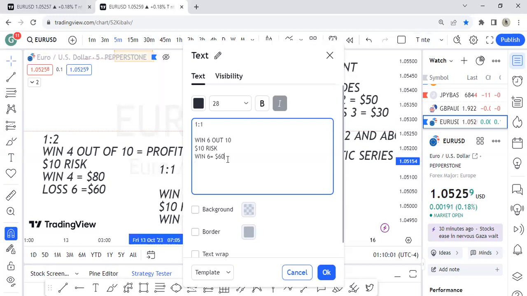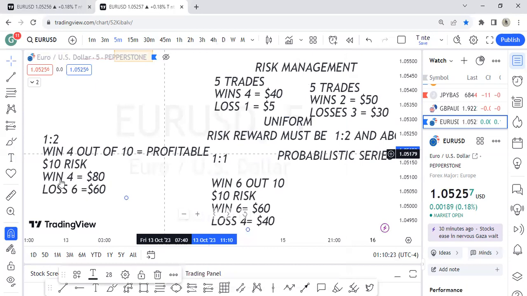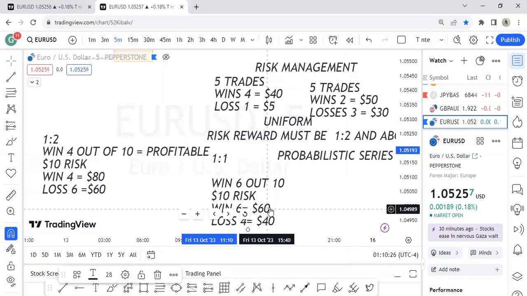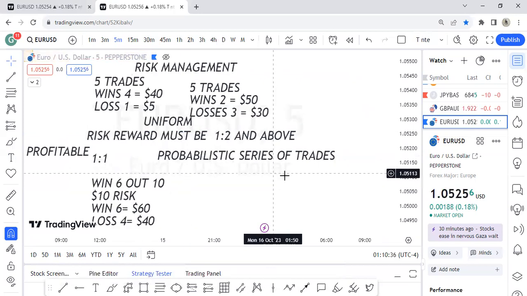So now, say if you lose four, I see that you have lost $40. So you see that if it's 1:1, it requires you to have a very high win rate. You have to win 60% of your trades. So you have to backtest and know how good your strategy is and know which one you want to go for. If you're using 1:1, you have to win at least 6 out of 10, which is really a lot. And if you ask me, I prefer using 1:2 or 1:3, because I don't have to win this much. Because winning 6 trades out of 10 takes a lot, right?